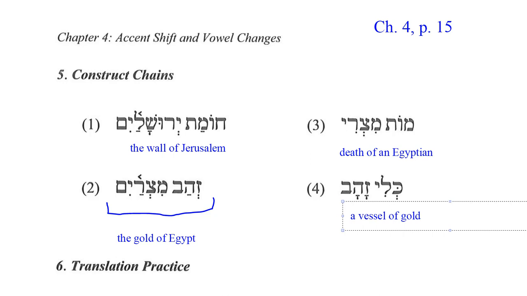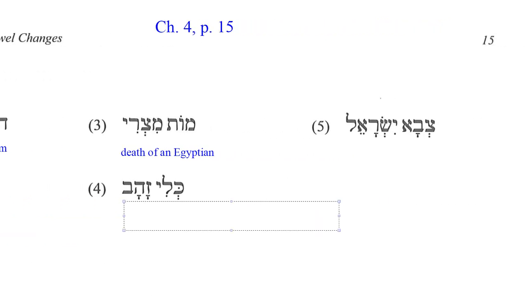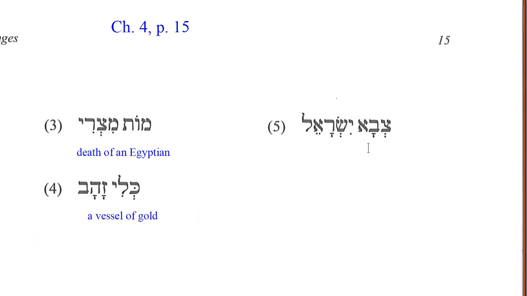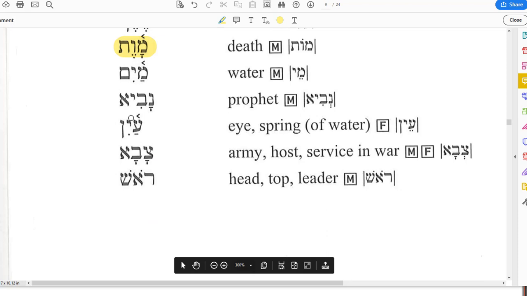Okay, there's one more in the workbook. Let's take a look at that. That is number 5 over here. Here we have Tzava Yisrael. Come back over to the textbook on page 26.